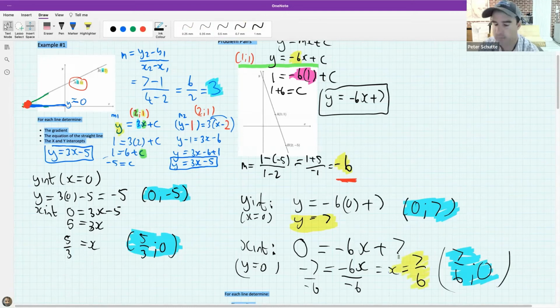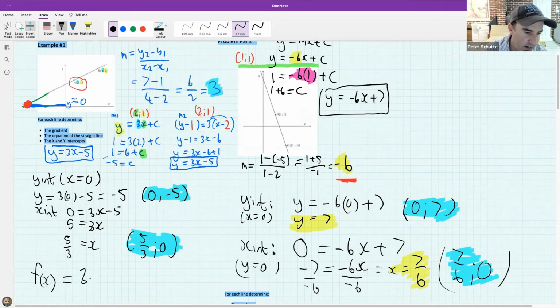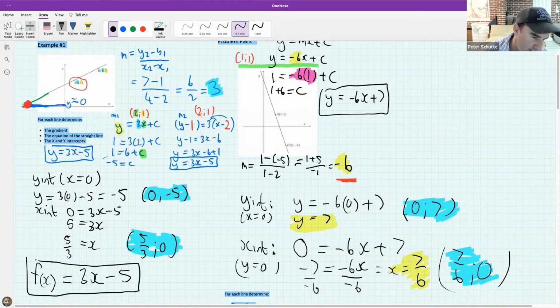Okay, now, one more question before we go to our break. I want to show you how to write a straight line in f of x notation. Now, it's not very exciting, but I want to know that you can do it. So if I said to you, I want you to write my original straight line in f of x notation, all I do is I take the original and I change the y to an f of x. And then on the other side, I write 3x minus 5.